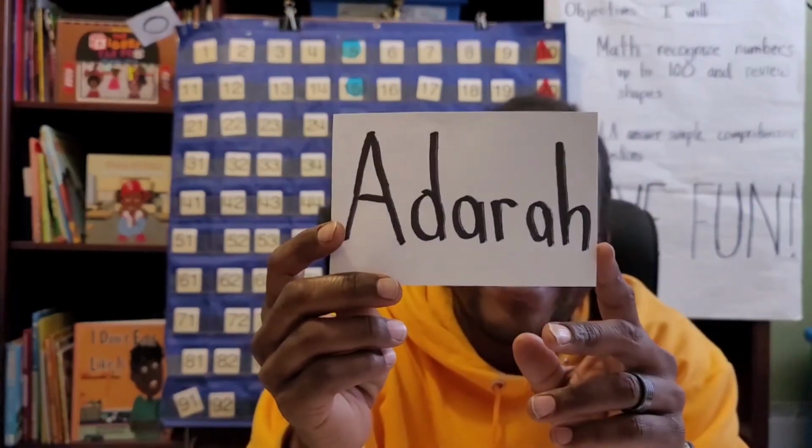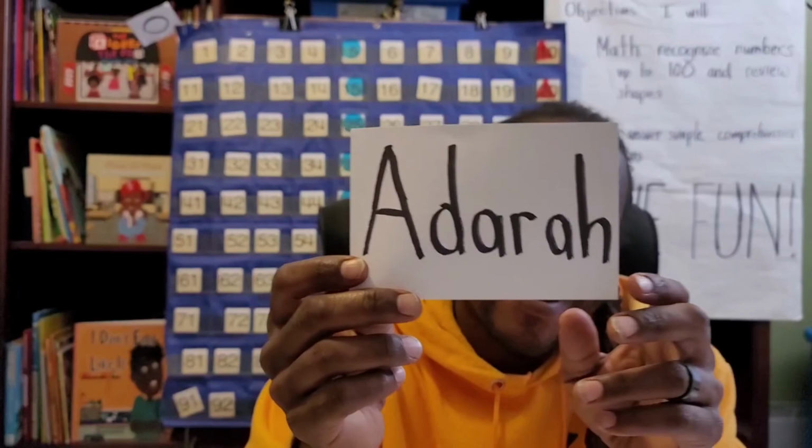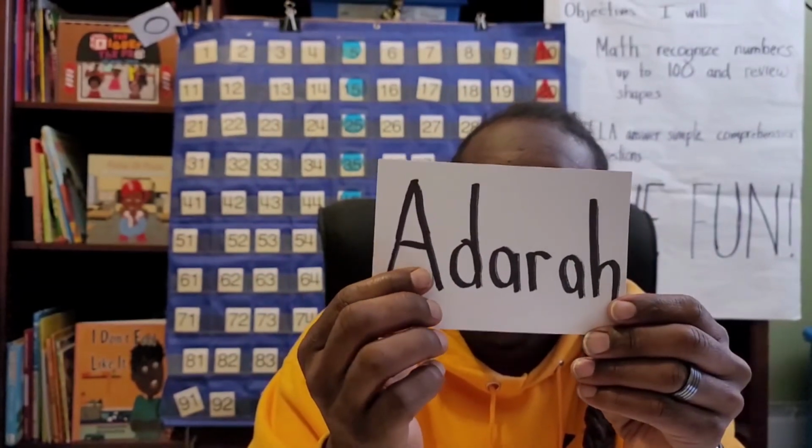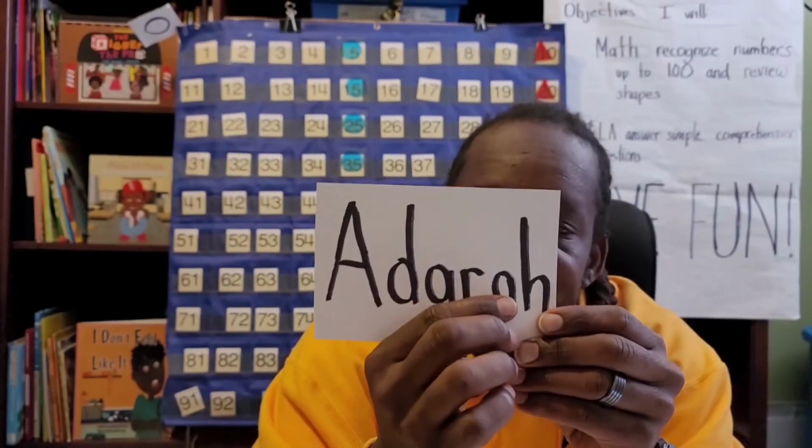And whose name is this? Adarah. Let's count her letters. 1, 2, 3, 4, 5, 6. You get to listen to Adarah later.